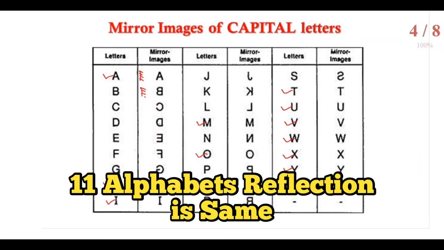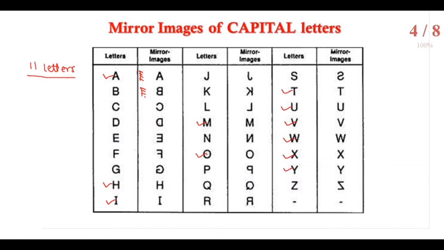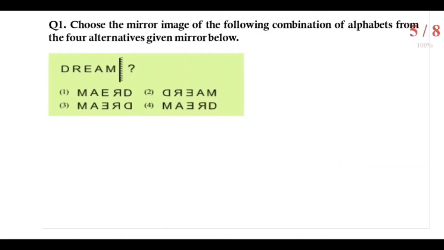Among these 26 capital letters, 11 letters give the same reflected image. So if you get some numericals, you just have to remember these 11 letters. If these 11 letters are there, then the reflected image will be the same. So you have to remember A, H, I, M, O, T, U, V, W, X and Y. Now we will solve some problems so that you will understand.